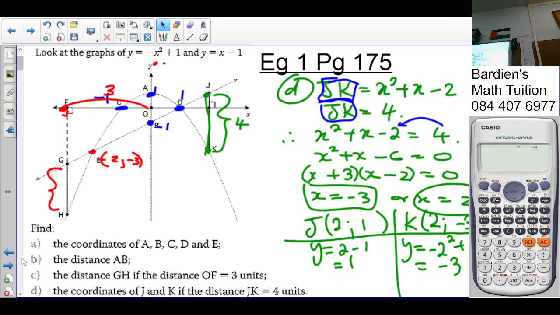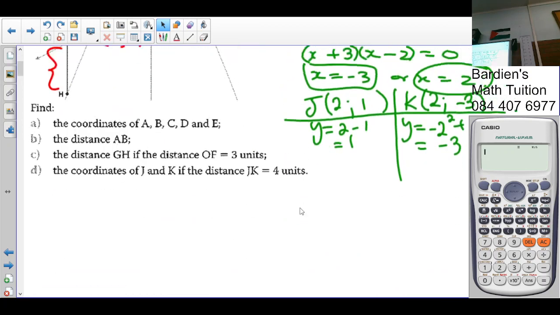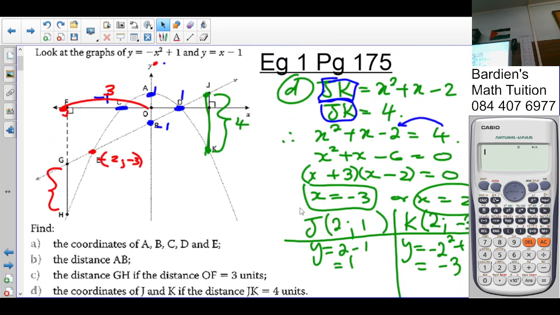Something like this is worth 5 marks. Okay? And it's so easy. Okay? Any confusion, people? Any confusion? No. Okay?